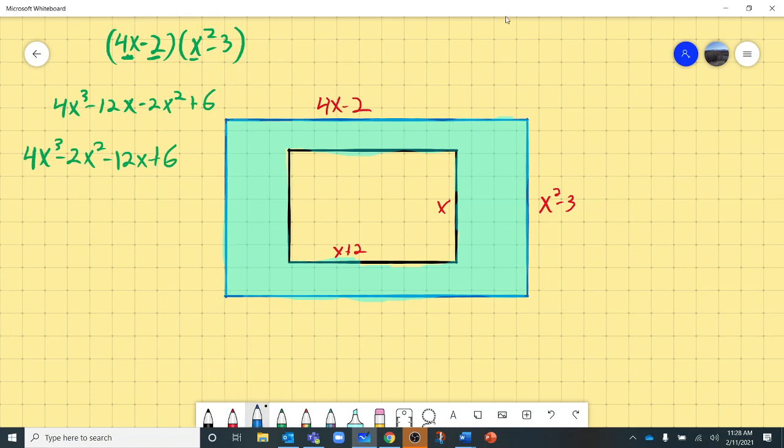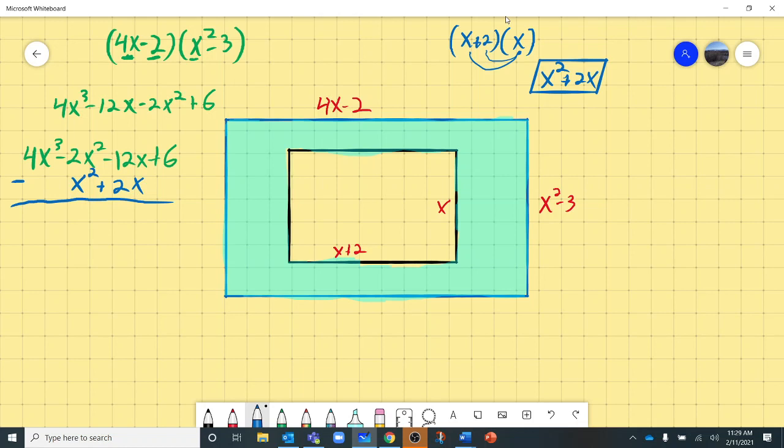Okay, then we need to find the inside rectangle's area. And that is x plus 2 times x, which is a little bit easier to do, right? We just have the monomial right here, and we just need to multiply that by everything in here. So that's going to give us x squared plus 2x. And then we're going to subtract this area out from our total area, and that should give us the shaded region. So minus (x squared plus 2x).